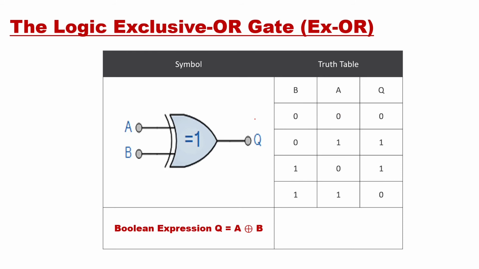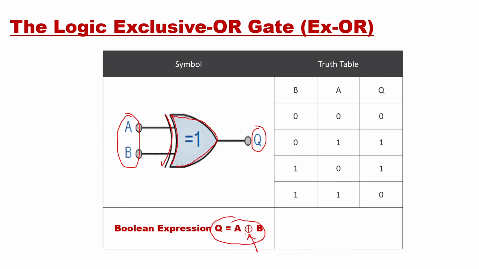Then we'll go to see the next logic gate, which is called the logic exclusive OR gate, or XOR gate. The symbol here is drawn with one more line along with the inner OR symbol. Here also we show two inputs A and B and one output Q. The expression is given as Q equals A XOR B. So this is the symbol of XOR.